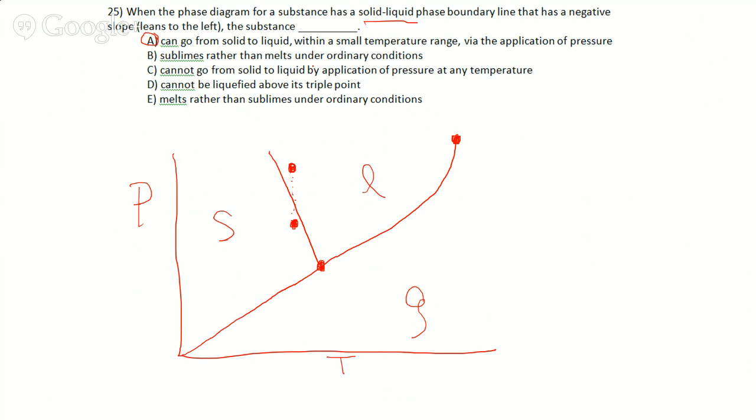Sublime rather than melts under ordinary conditions. That doesn't affect it at all. The slope of that line has nothing to do with that. Cannot go from a solid to liquid by application of pressure at any temperature. That's not true. It just showed that it could. Cannot be liquefied above its triple point. That's not true, right? Triple point, here it is. Here's a whole region over here where it can liquefy. Melts rather than sublimes under, that has nothing to do with it. So it's definitely A.